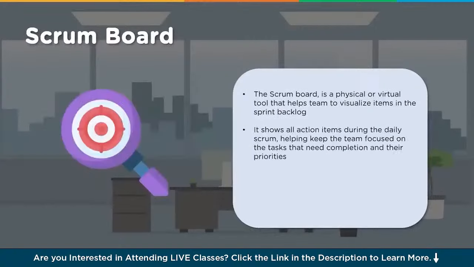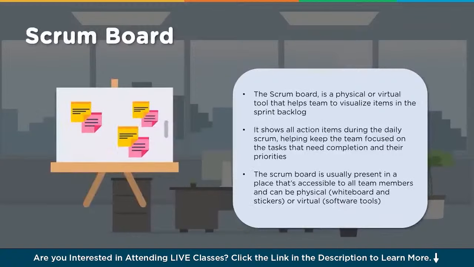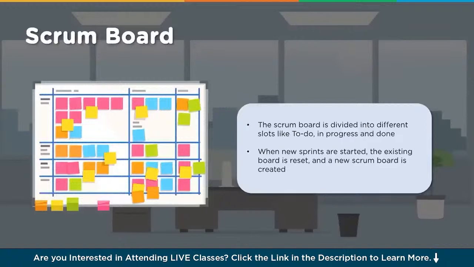It shows all action items during the daily Scrum, helping keep the team focused on tasks that need to be completed and their priorities. The Scrum board is usually present in a place that's accessible to all team members. It is a visual board, right? It can be physical, a whiteboard and stickers, or virtual software tools displayed on the screen. The Scrum board is divided into slots like To Do, In Progress, and Done. When a new sprint starts, the existing board is reset and a new Scrum board is created.